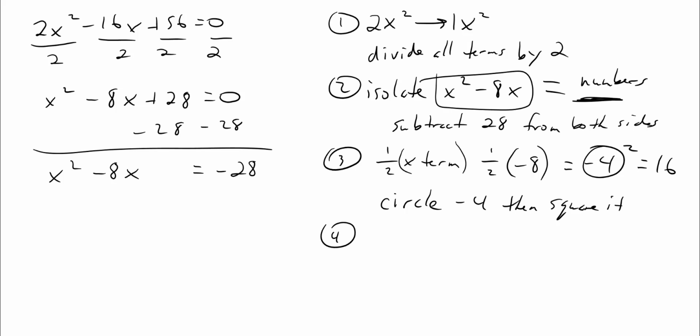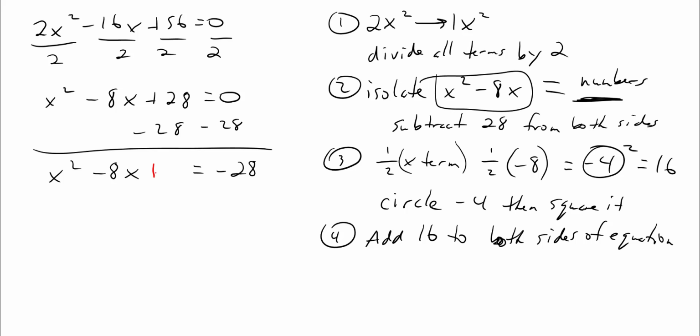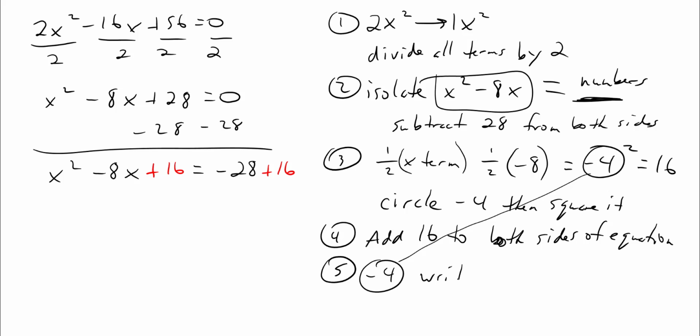So the fourth step is that 16, so you're going to add 16 to both sides of the equation. So watch this. Here, I'm going to do it in red just so you see it. So I'm going to add 16 to both sides. Okay? And then the fifth step is that number I circled. So that -4 that I circled, you're going to write as x, and then that -4 goes right in there, -4.